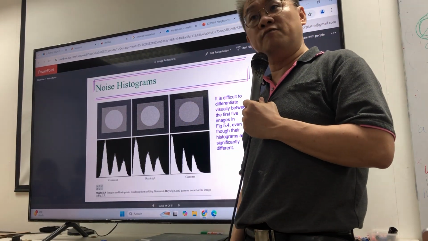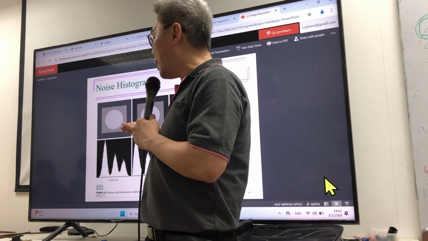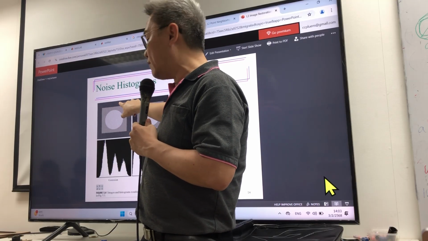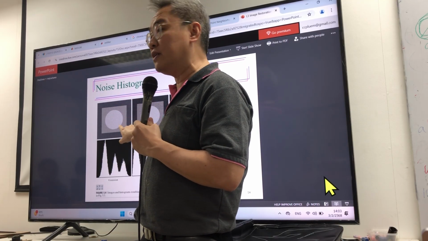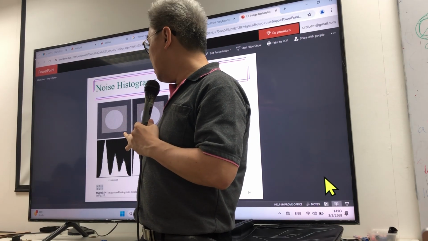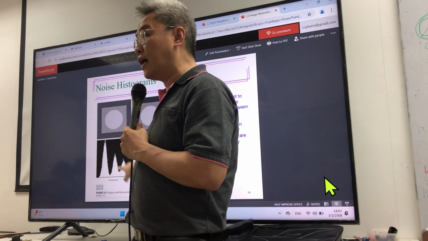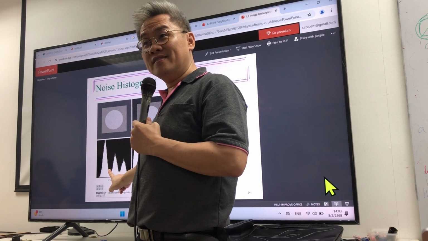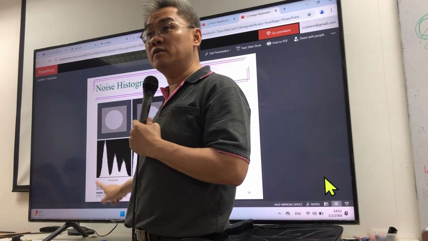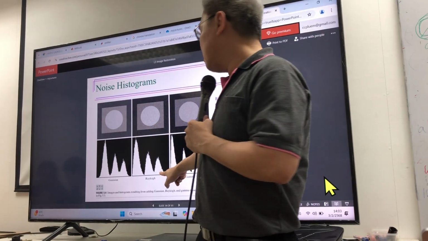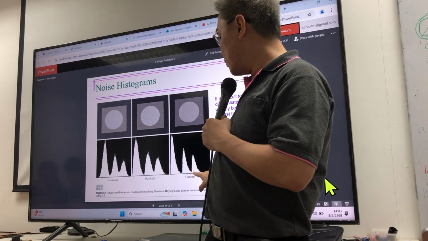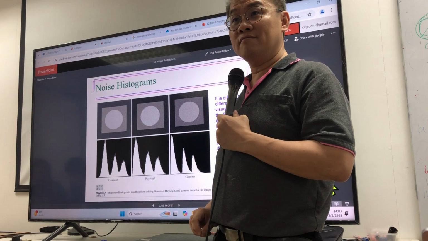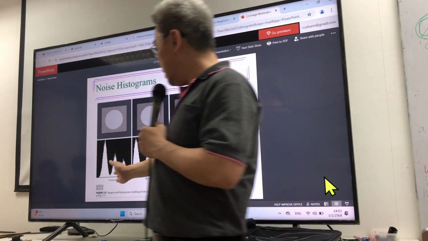The probability density function. So if you find the histogram of the smooth area, smooth area only corrupted by noise, like this one, you've got three smooth areas, the white, the gray, and the black, so you get three peaks, and all three look like what? Gaussians. So this one looks like a Gaussian distribution, this one looks like the Rayleigh distribution, and this one looks like the gamma distribution.